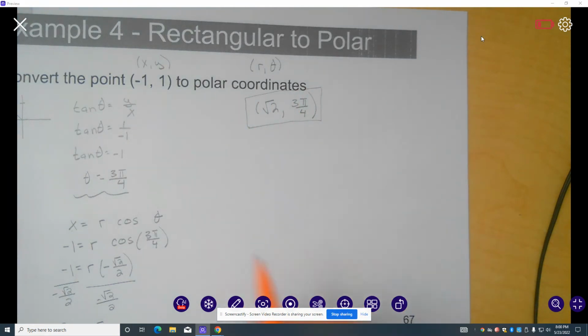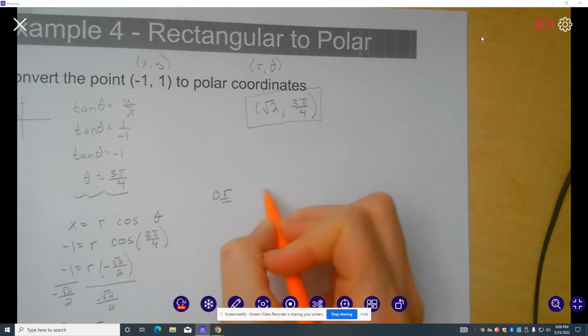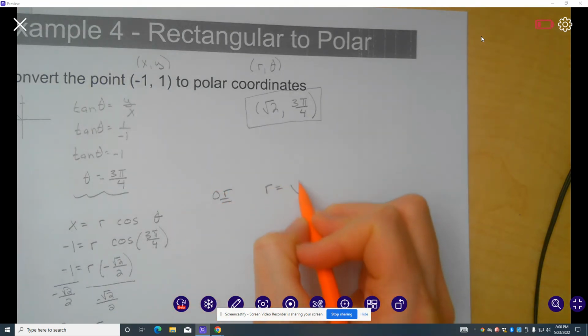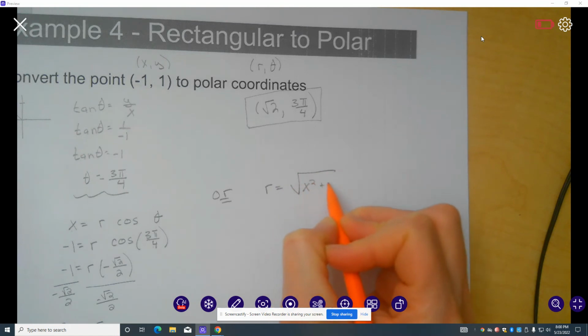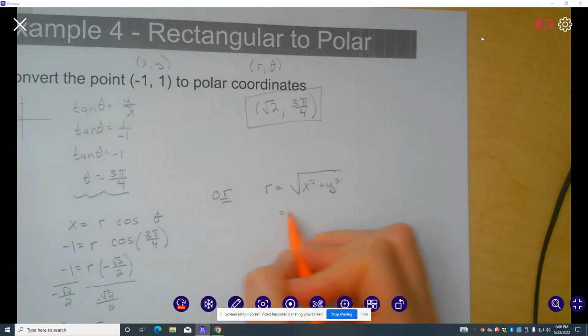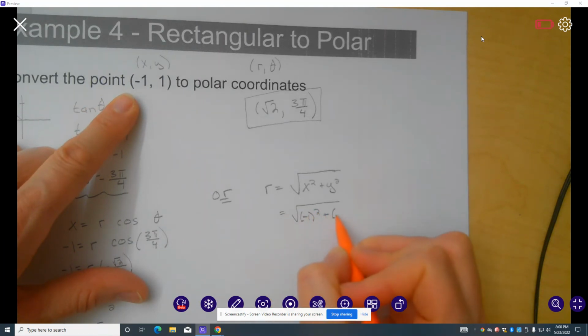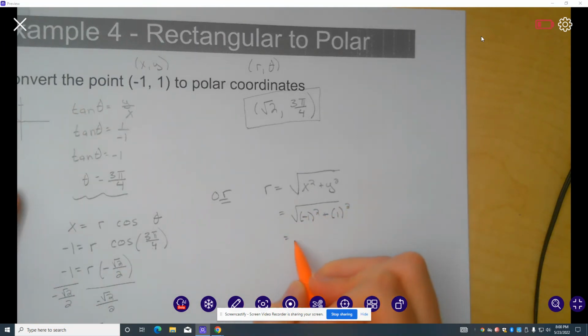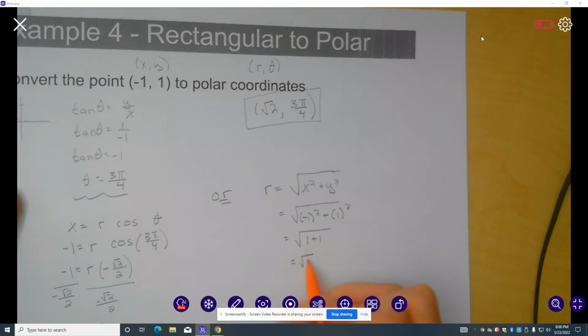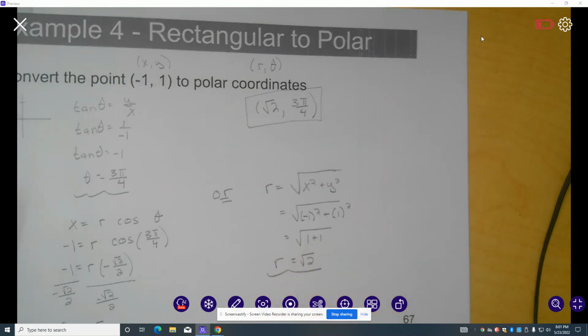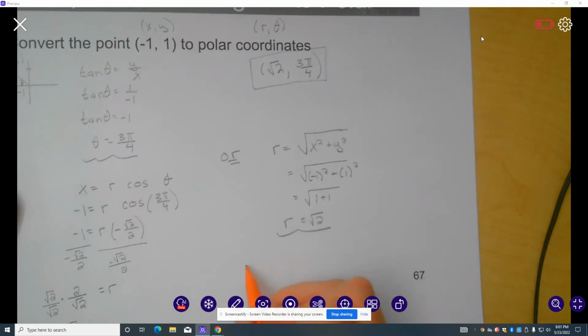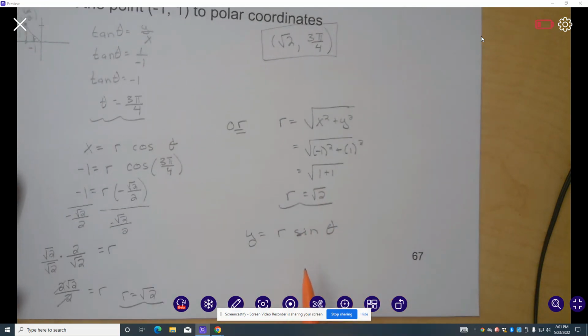Now I just want to show you, or you could use this formula that's on that other page, which says r is equal to the square root of x squared plus y squared. So x squared would be -1 squared plus y squared would be 1 squared. -1 squared is 1, so I get square root of 2. So either one will work. Actually, even using this would work. You would get the same answer.